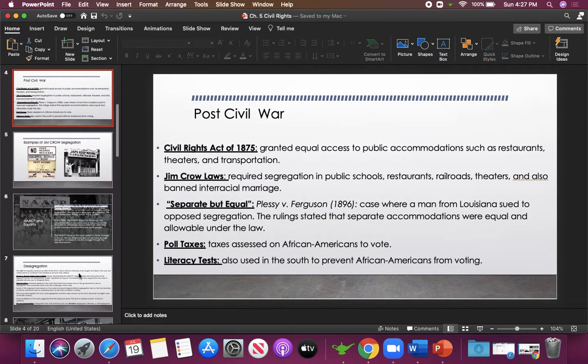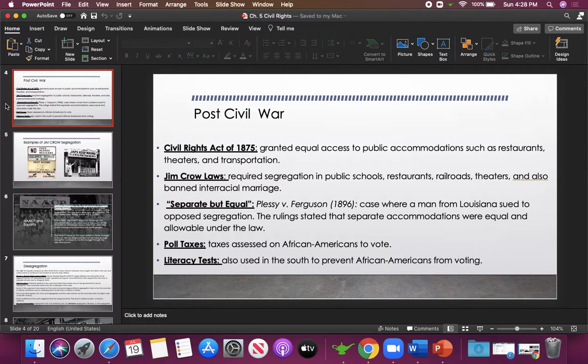Now, shortly after these amendments, we get the Civil Rights Act of 1875. This grants equal access to public accommodations such as restaurants, theaters, transportation, schools, all of that kind of stuff. And so the South essentially interprets this how they want to interpret it. And this is what establishes Jim Crow law in the South. The name comes from a popular minstrel character at the time. It was a white person in blackface, and the character was named Jim Crow. And we've all seen depictions of this, so you probably know what I'm talking about.